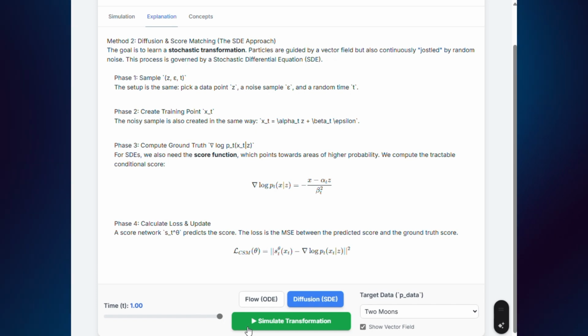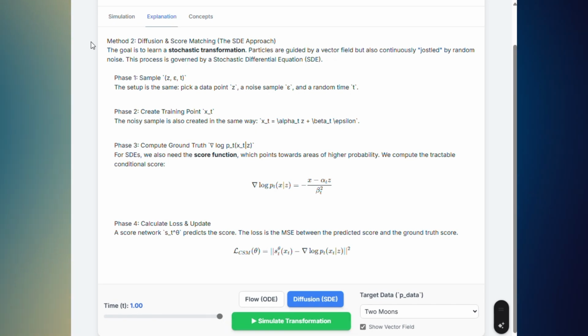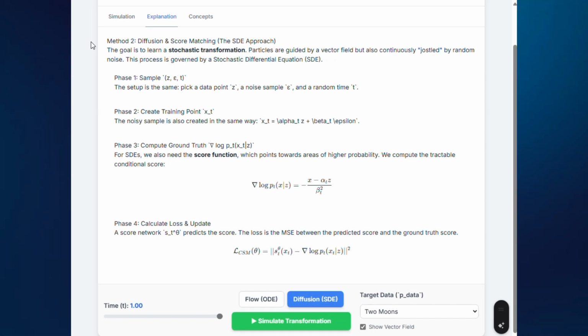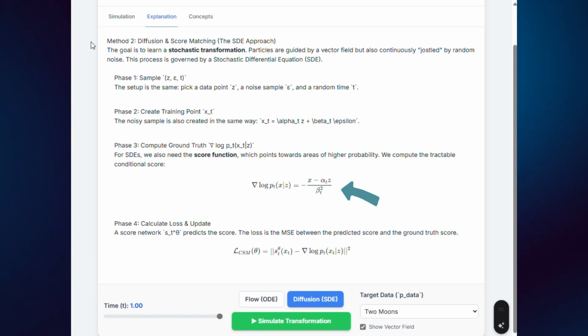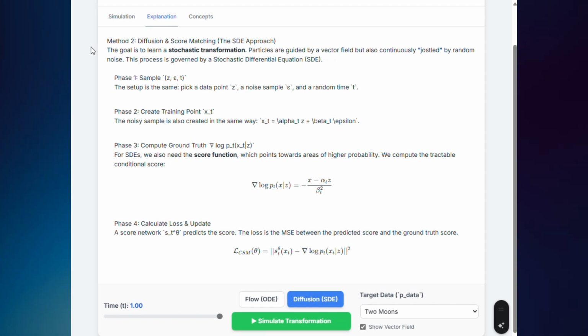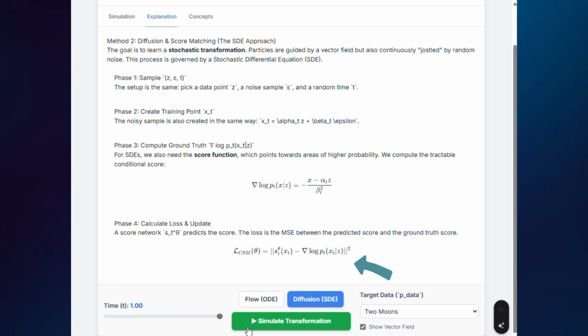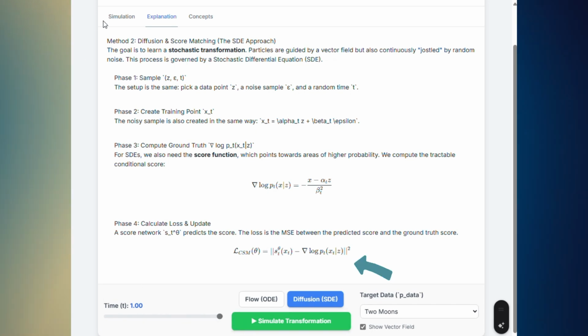The setup is the same, and the noisy sample is created in the same way. The difference is stochastic differential equations need a score function, which points towards areas of higher probability. The tractable conditional score is calculated. Then the score network predicts the score, and loss is calculated via the ground truth score.